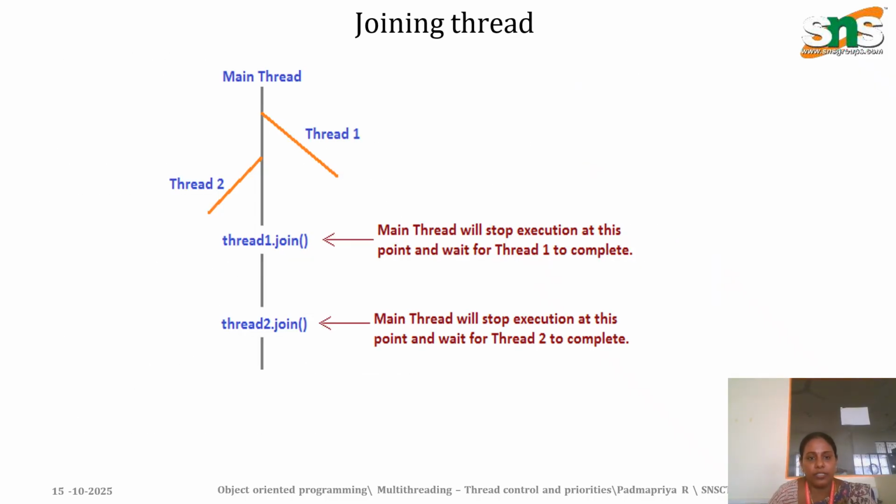So this is the joining thread. The main thread is split into thread 1 and thread 2. Thread 1 join means the main thread will stop execution at this point and wait for thread 1 to complete. Then the same thing happens with thread 2. Thread 2 join means the main thread will stop execution at this point and wait for thread 2 to complete. So this is the joining thread.